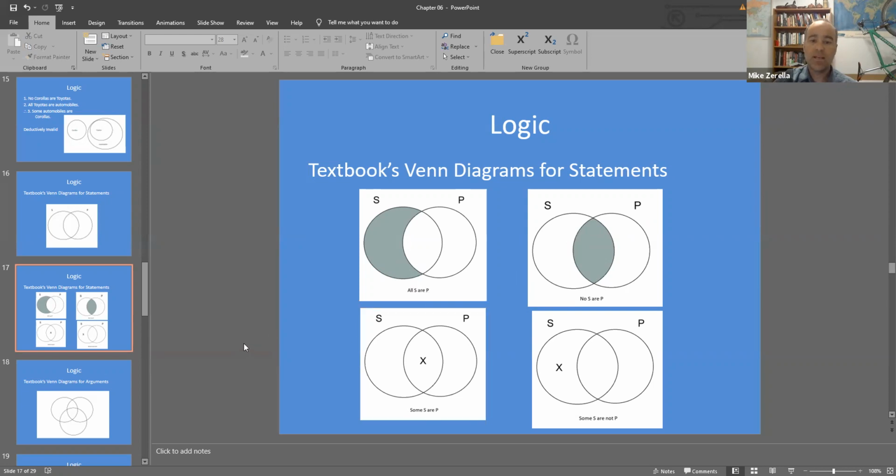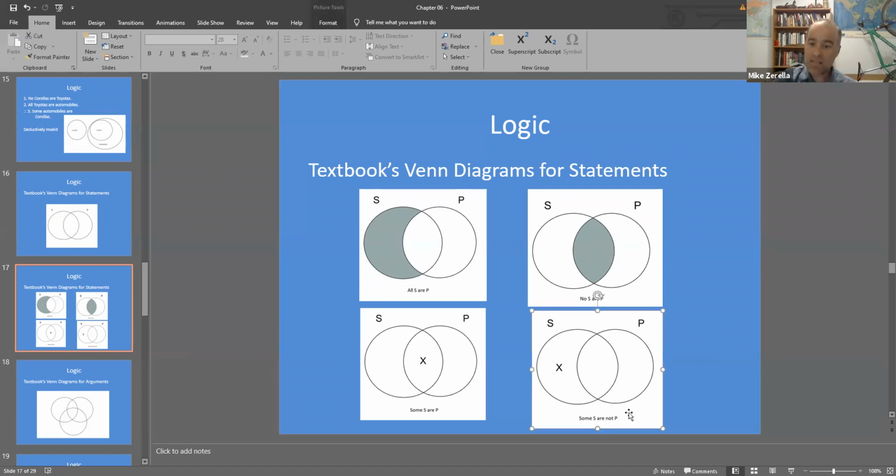Down here in the bottom left, some S's are P's. So we put a little X in the overlap part there. This X represents some individual thing, some individual S that is a P. There could be more than one S that's a P, and there even could be some S's that aren't P's. But this is just making it clear that there's at least one S that is a P, and that thing, whatever it is, is represented by this X. So some S's are P's, that is, there's an S that is a P.